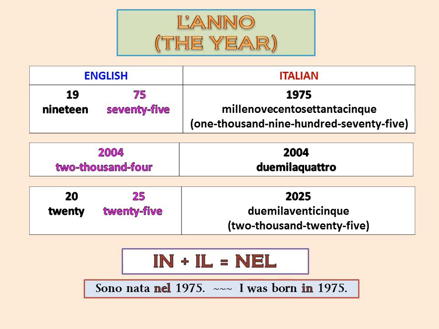2004. At some point, I believe English speakers will start to use two numbers once again, more often than not, 2025. But Italians will continue to say the year as they have always done, as one number, 2025. If you want to say that something occurred in a given year, the articulated preposition nel, which is the preposition in combined with the definite article il, must be placed in front of the year. Sono nata nel 1975.